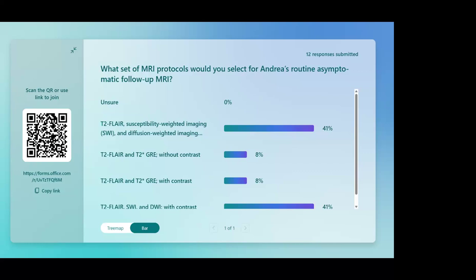A couple of things to be aware of right here. So the first one, area E and area H, both will essentially exhibit vasogenic edema.